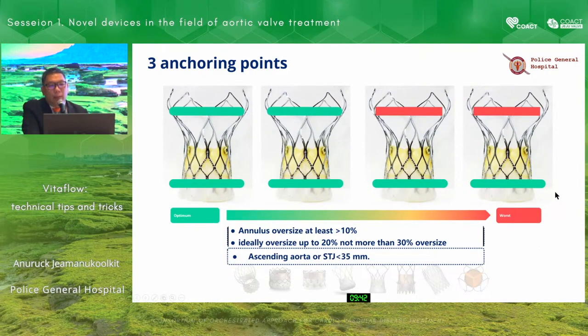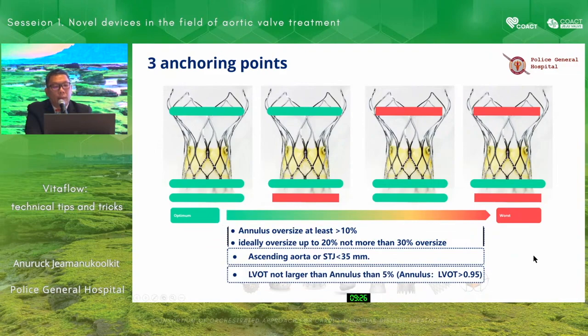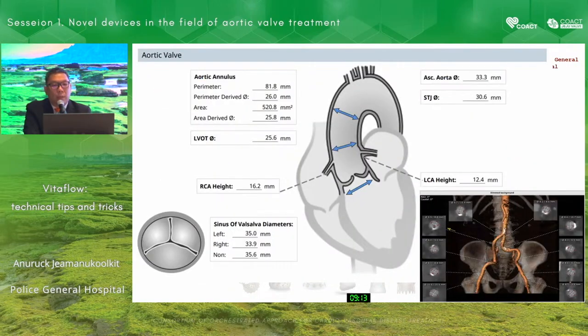For the annulus, you have to oversize about 10%, and not more than 20, not more than 30, because if it's more than 30, it squeezes the valve and causes pop-up. And the ascending aorta is less than 35. So the ratio between the LVOT and annulus is more than 0.95. All of these things will be suitable for valve expansion, without too much radial strength squeezing the valve and causing pop-up. So let's see this case.